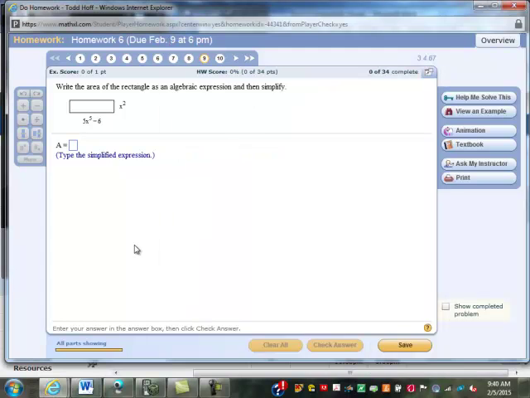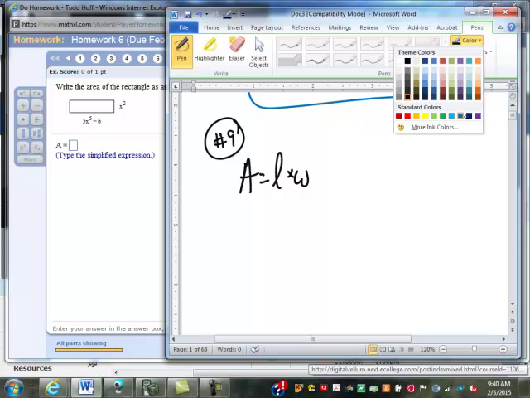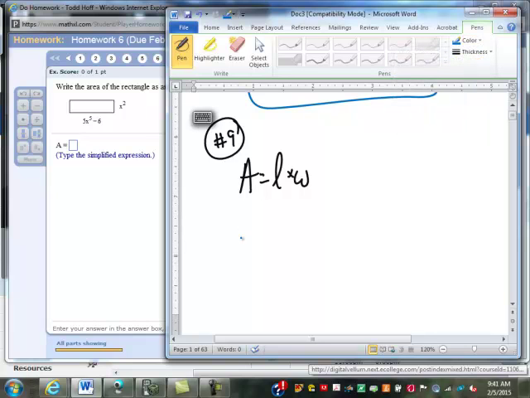Okay, this one we're looking at an algebraic expression for the area. Well, area is length times width. Now we can call either one of those the length or the width. I'm going to put the x squared first as the length, just because it's the simpler expression, times 5x to the 5th minus 6.